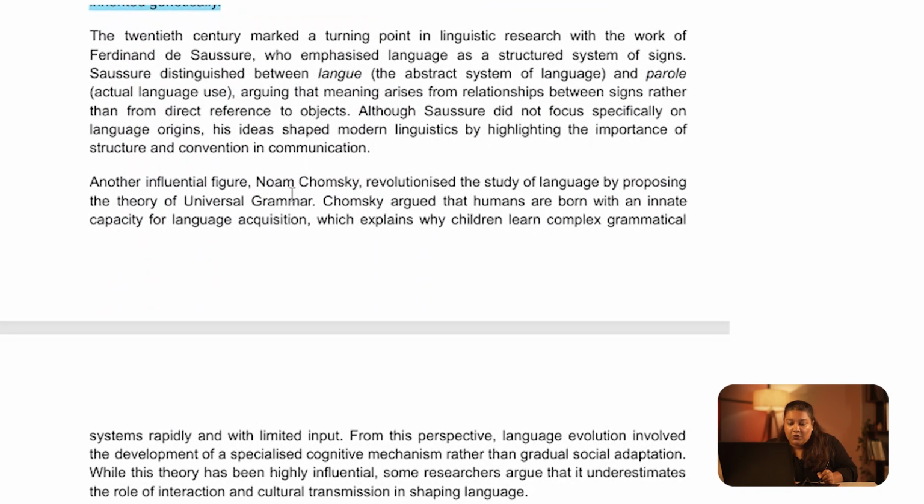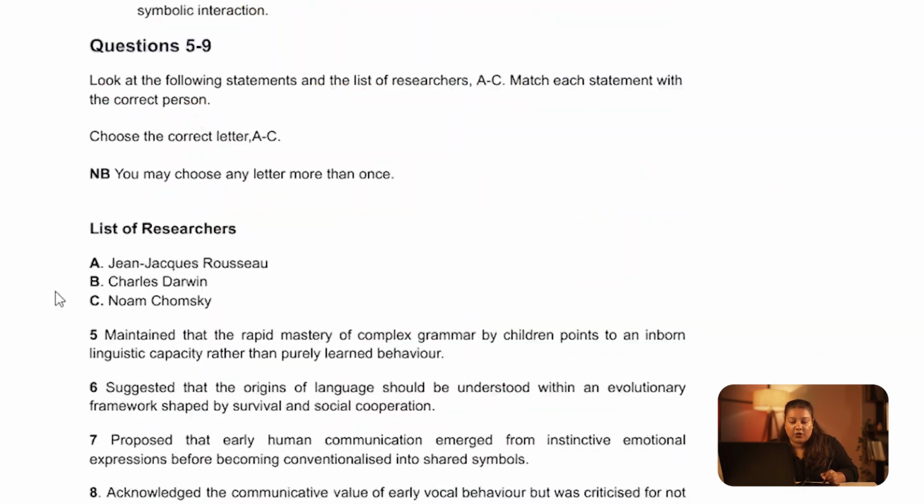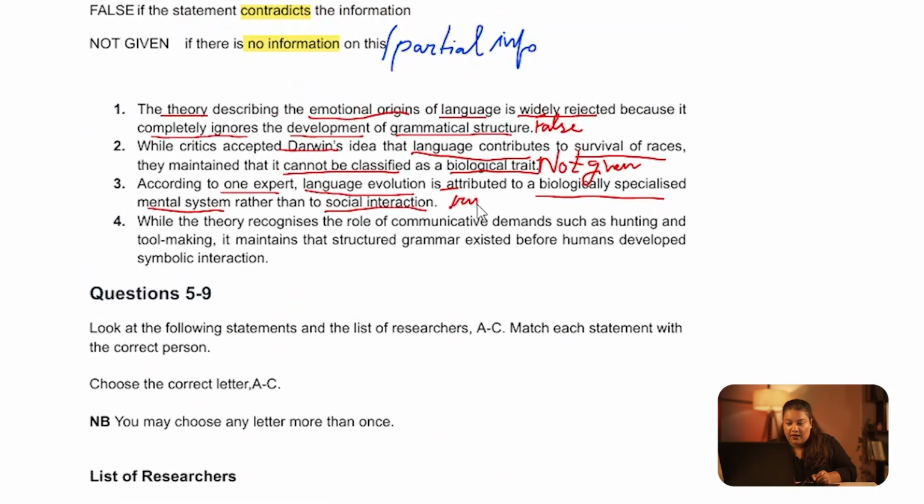Moving down. Here we do have a name of an expert. It says another influential figure, Noam Chomsky. And does it talk anywhere about social adaptation? So here we do have the keyword, language evolution involved the development of a specialized cognitive mechanism, mental system, paraphrasing, rather than gradual social adaptation. So it does talk about it and it does agree with the statement given. So my answer to this question is going to be true. We have the last question here for true, false, not given.